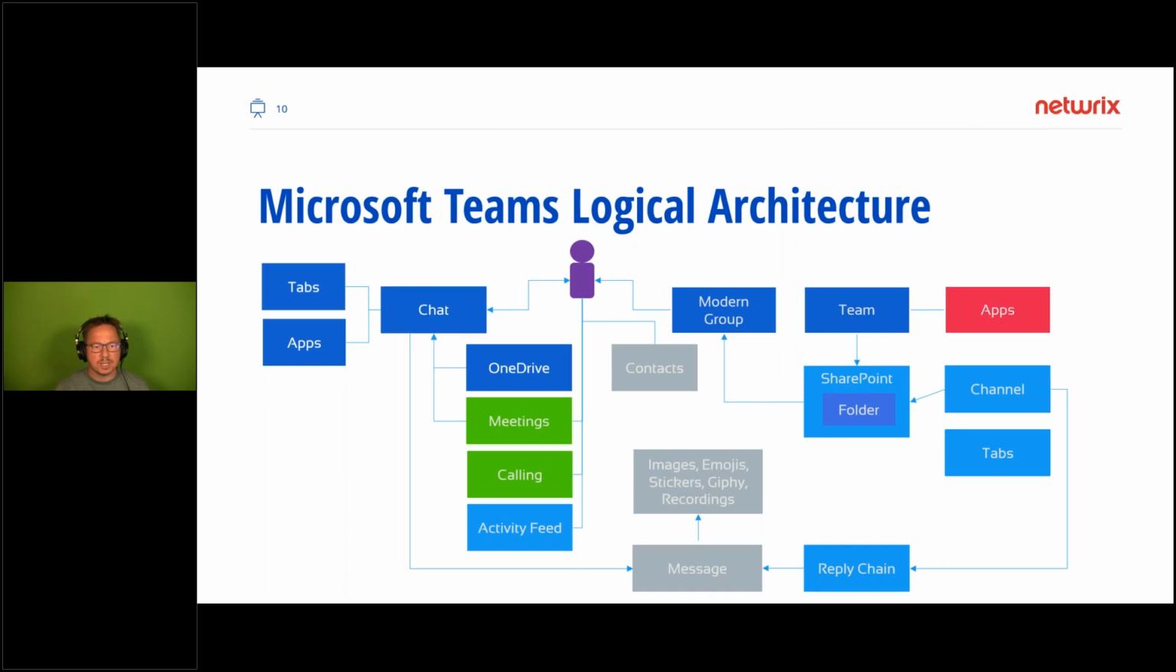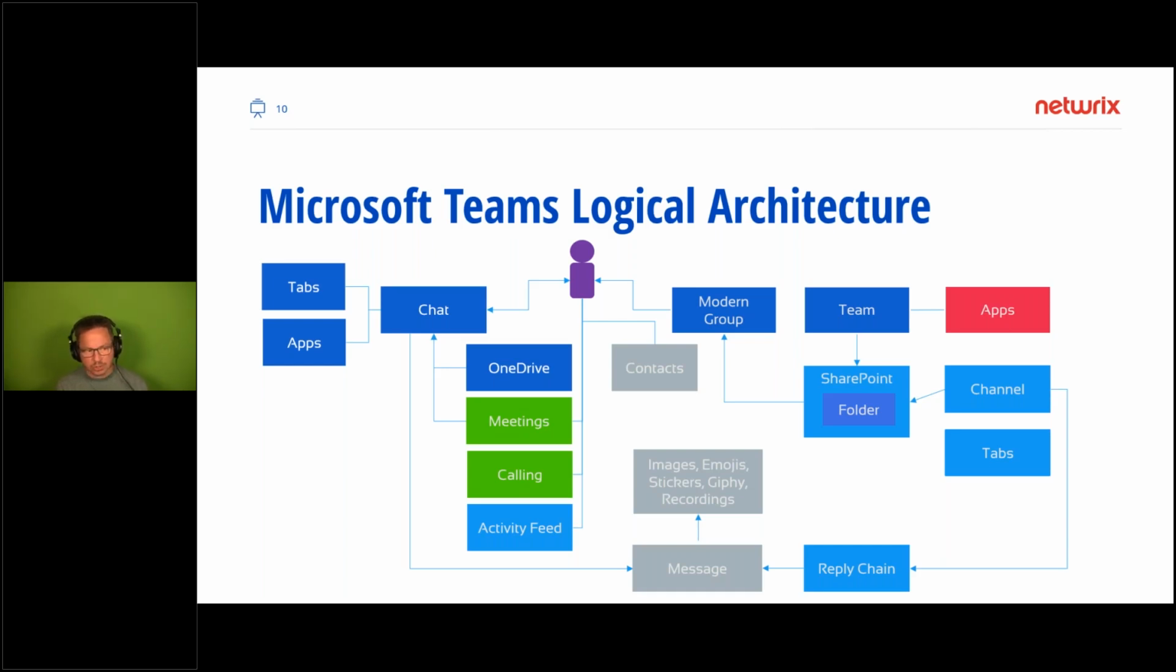So what does the logical architecture look like when we look at Microsoft Teams? Well, if we break it apart, we have you as the individual user. So there's your purple bit there, that's you as the user. And then, of course, you as the user have access to OneDrive, chats, meetings, call-ins, activity feeds, and then you've got the tabs and the applications that are available. On the other side of that, you have contacts that you can communicate with, which come from either Exchange or Azure AD. But the crux of all of this is what's referred to as a modern group.